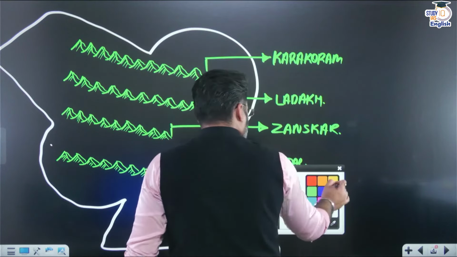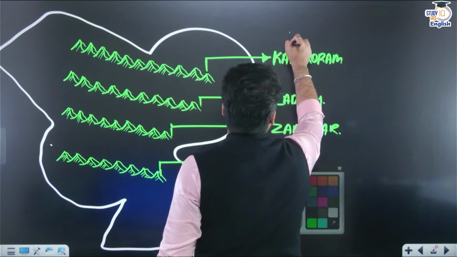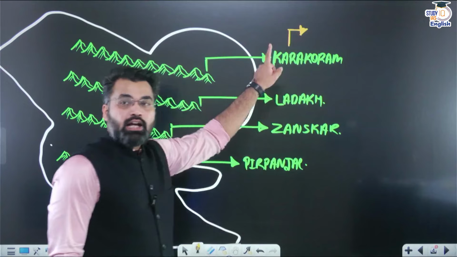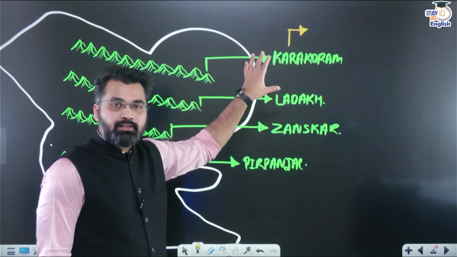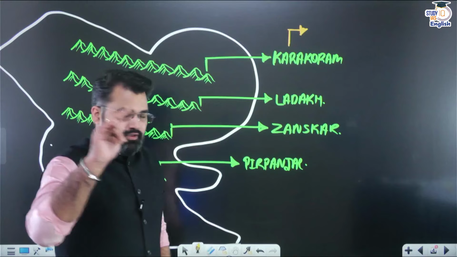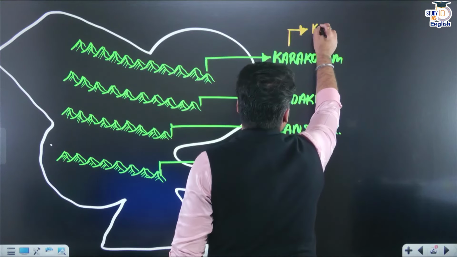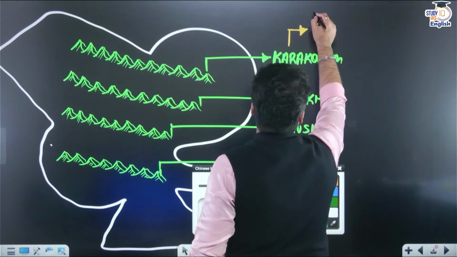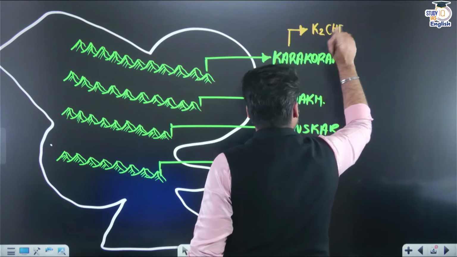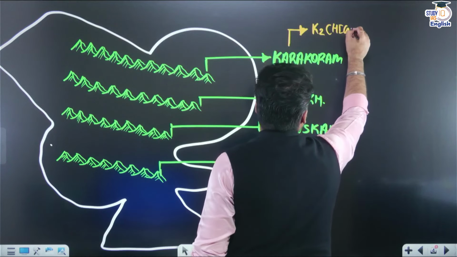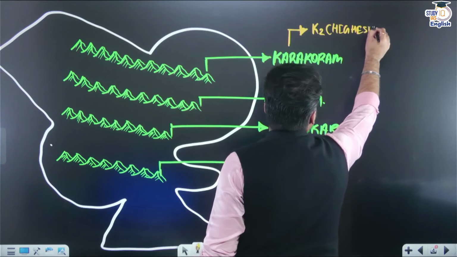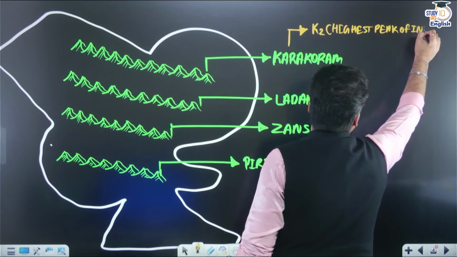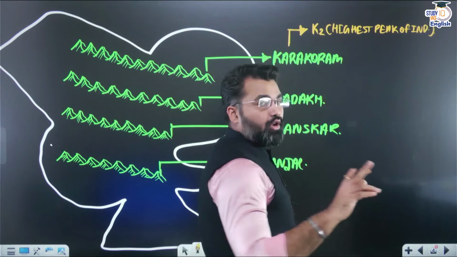For example, just mention Karakoram range. This is a part of Trans Himalayas. Specifically, make sure Karakoram and Ladakh are the core part of Trans Himalayas. Karakoram range, first statement: this consists of India's highest peak, which is K2. Highest peak of India is actually K2, also known as Godwin Austen.